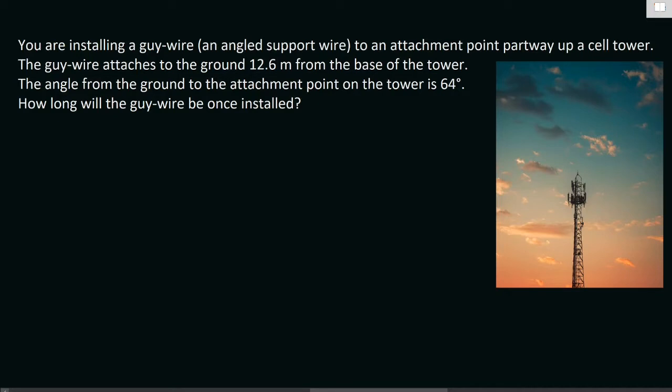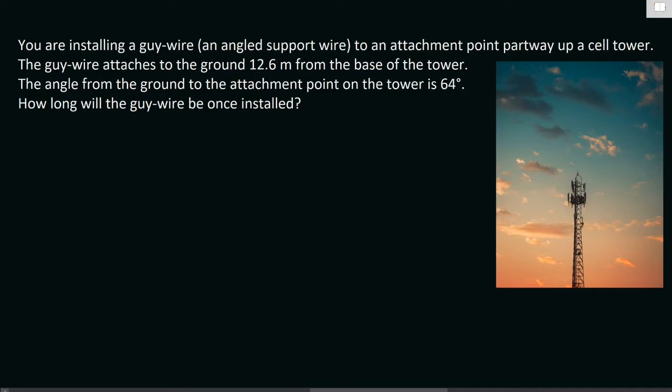So you are installing a guy wire, an angled support wire, to an attachment point partway up a cell tower. So you guys have seen those before, right? A cell tower is like out in the field or whatever, and the cell tower is like really, really skinny, really, really tall. And they've got these wires that attach to the ground that go partway up the tower to hold it in place. Usually there's 3 of those installed in a triangle around.